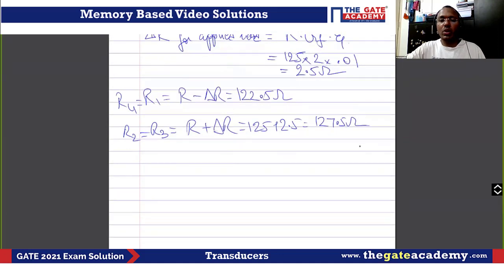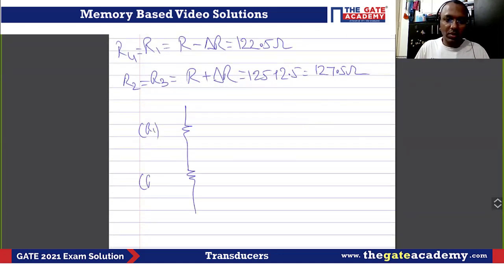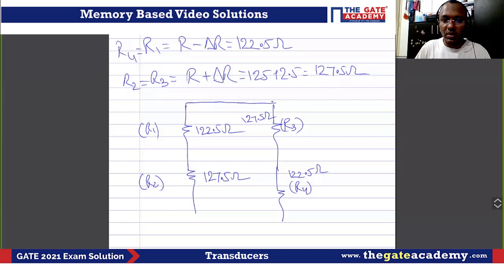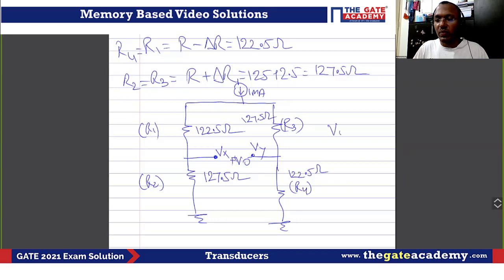So effectively, what do we have? This is my R1, this is my R2. So this is 127.5 ohms. This is my 122.5 ohms. This is my R3, which is 127.5 ohms, and this is my R4, which is 122.5 ohms. And this is where my current of 1 milliampere is applied. I'm calling these Vx and Vy. V0 is this.